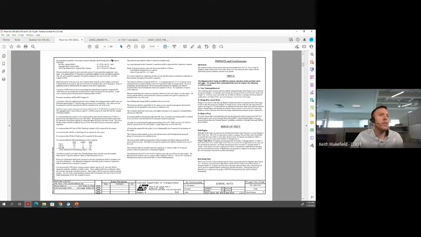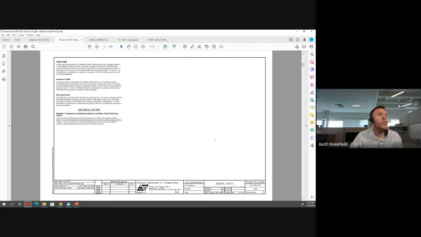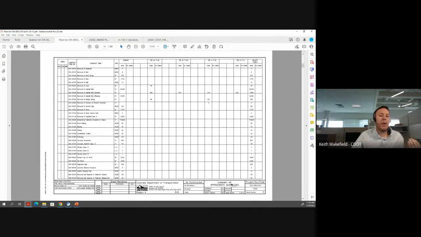Okay, back to this plan set. So after the general notes, we have the summary of approximate quantities, and I'm going to highlight the word approximate. These are estimates. These are where we think the items are going to be at on the project.